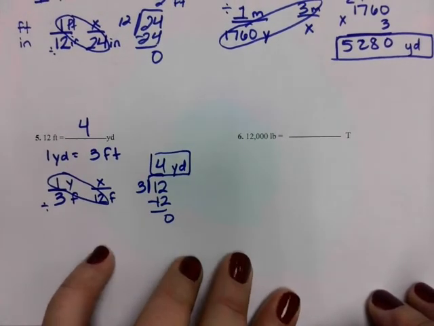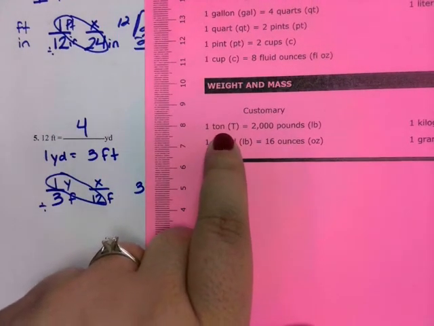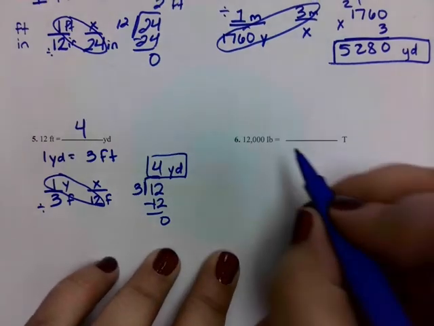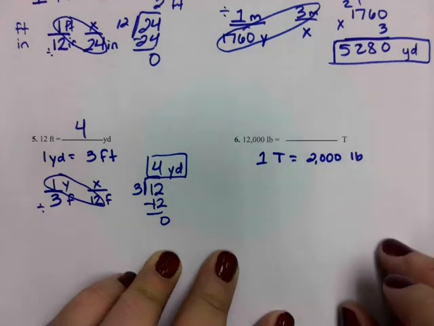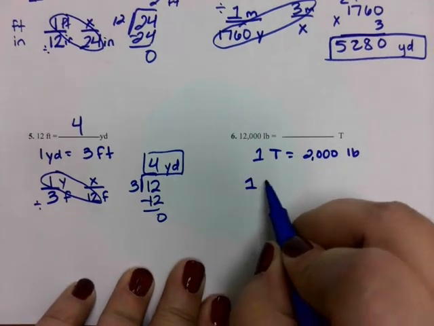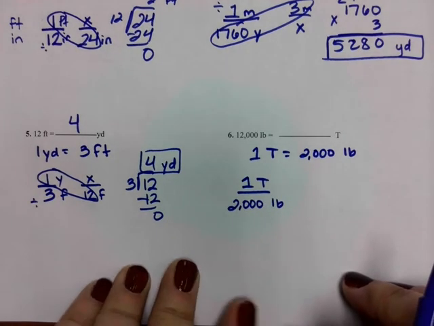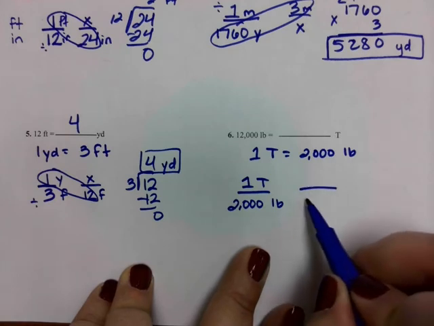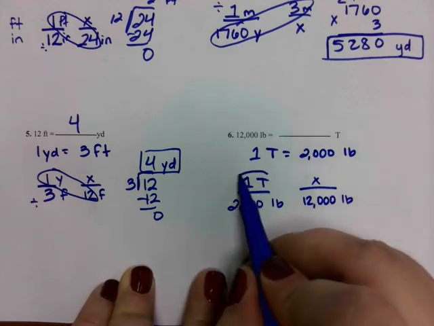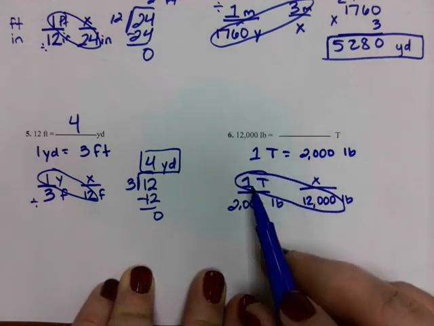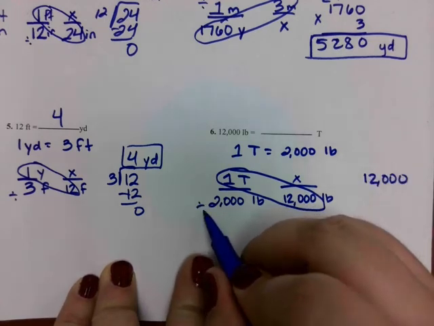And then on the last one, you had 12,000 pounds and you want tons. So if you look here, we have 1 ton equals 2,000 pounds. I'm going to write that first: 1 ton, 2,000 lb. And then my 12,000 lb goes at the bottom because it was pounds. So I'm going to cross multiply those numbers. 12,000 times 1 is 12,000. And then we're going to divide by that 2,000.